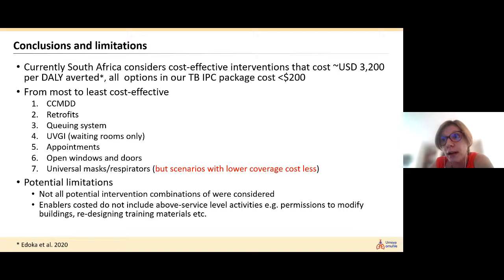One limitation of our analysis is that we did not model all relevant combinations of these interventions. And another limitation is that we did not consider above service level enablers, things such as redesigning training materials, obtaining building permissions, or improving transportation links to clinics. So these barriers to implementation were documented by our social science and SDM work, and they have to be considered alongside the evidence from the modeling analysis when making decisions on TB IPC.